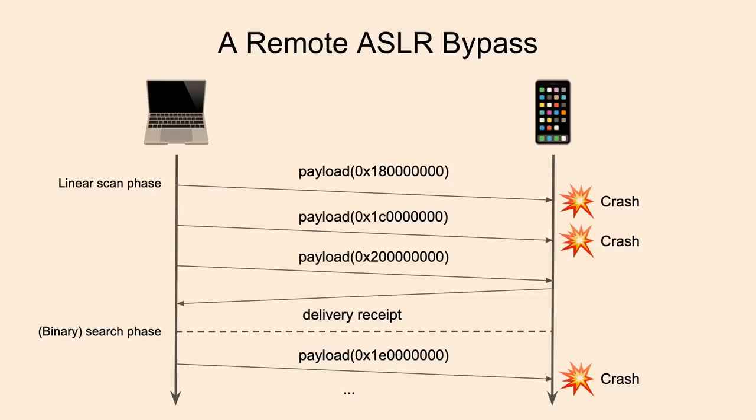Okay, so this is the summary of the remote ASLR bypass. Two phases: this linear scan where it's just scanning, sending these payloads and checking if it gets the receipt back. And the first time it gets the receipt back, it knows, okay, this address is valid, I now found an address that is within the shared cache. And at that point, it starts this searching phase, which in logarithmic time figures out the exact precise starting address.